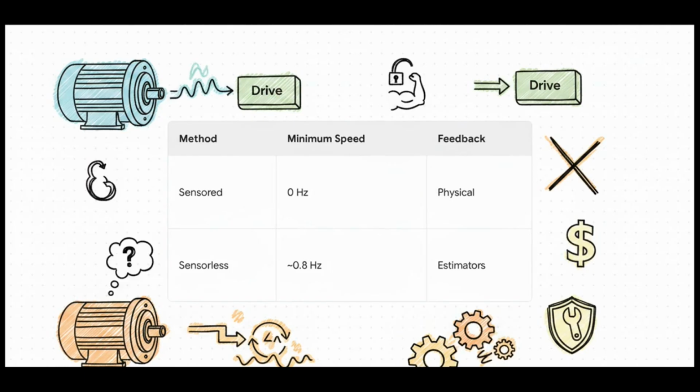Sensorless control, however, totally ditches the fragile, expensive physical sensor. Instead, it relies on open-loop estimators and closed-loop observers. Basically, really clever algorithms that figure out the rotor's speed and position just by looking at the electrical voltage and currents. The key benefit? Massive cost savings and way better mechanical reliability, simply because there's no sensor to break. The catch is that these math-based estimators usually need a tiny bit of rotation to actually work accurately. That means they have a minimum speed limit of around 0.8 Hz before they can reliably guarantee full torque.